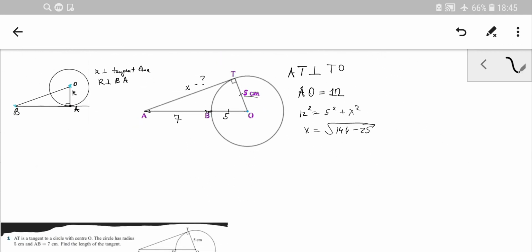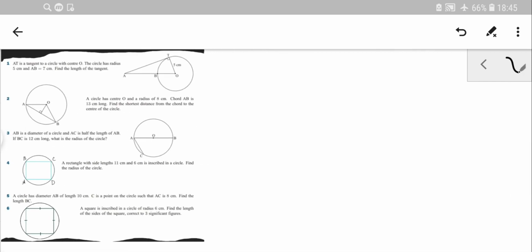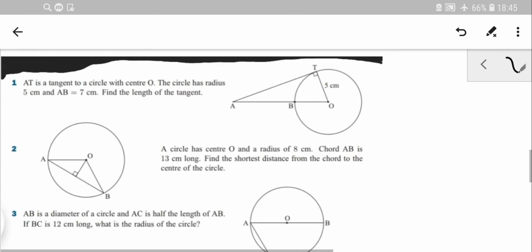Okay, for next time, I think we'll go through this set of tasks. Actually, we completed the first one. Yeah, we've done that. I've taken AB to be 7.